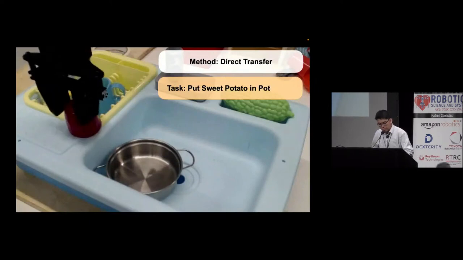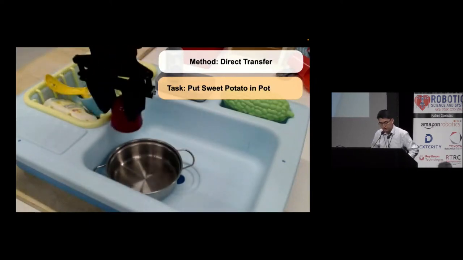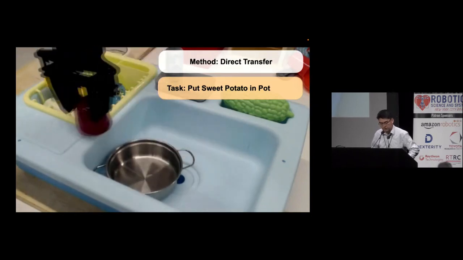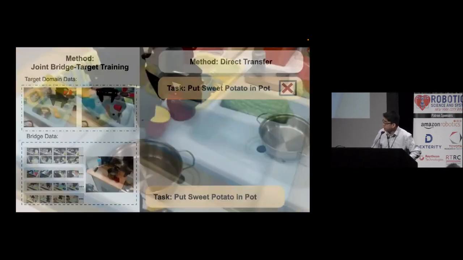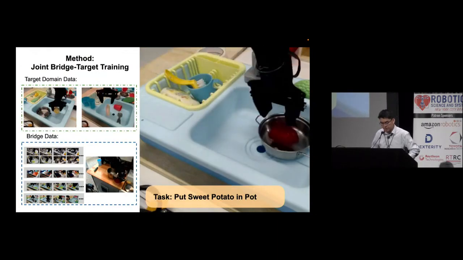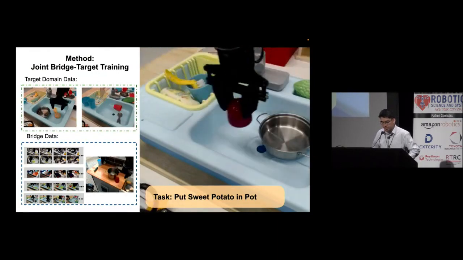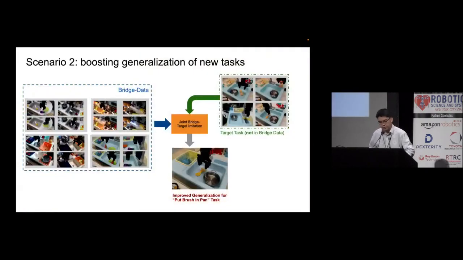In this example, we run a multitask behavioral cloning policy that was trained exclusively on bridge data. The policy fails to generalize to the unseen target domain. With joint training on both bridge and target data, the policy is able to successfully execute the task, which has only been demonstrated on other domains in bridge data, in this new target domain.